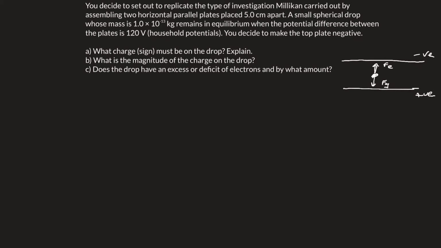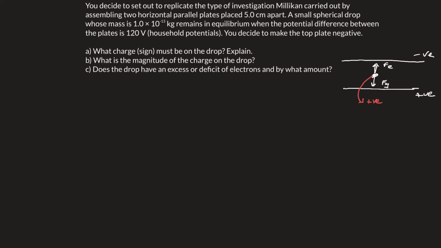So the sign on the droplet is going to be such that it is able to be repelled by the bottom plate because that's where it's being pulled down from. So the charge on the oil droplet must be positive so that it is being repelled upwards. So this oil droplet here is positively charged, so that way it's repelled upwards, working against gravity.